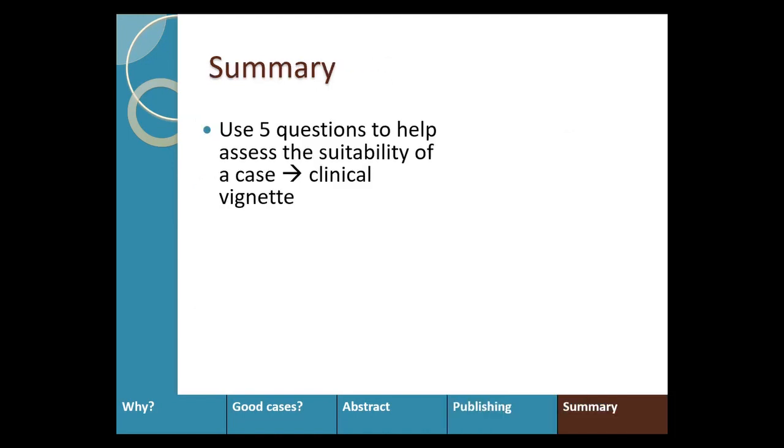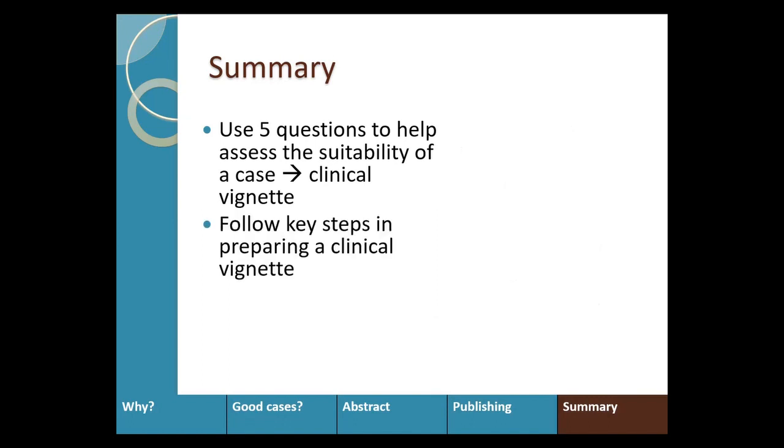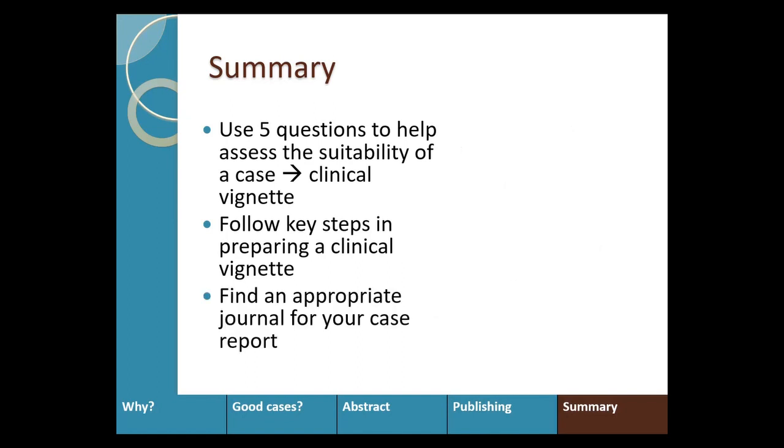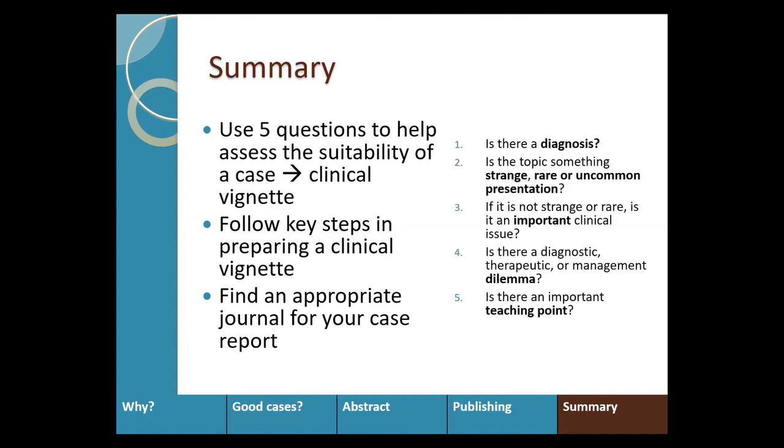So in summary, I recommend using 5 questions to assess the suitability of your case for publication. Follow the key steps that I outlined in preparing a clinical vignette. And find an appropriate journal for your case report. 5 steps, again, are listed here. Is there a diagnosis? That's the one step that you really need to have. You really need to have a diagnosis to publish a case report.